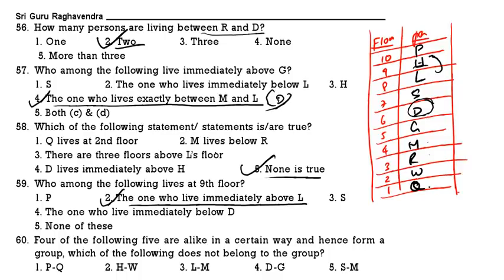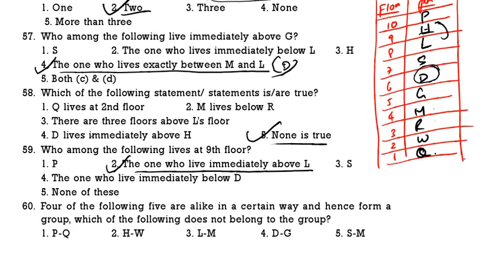Now see the next one. 4 of the following 5 are alike in a certain way and hence form a group. Which is the one that does not belong to the group? See here, PQ, the arrangement, here P, here Q. HW, here H, here W. LM, so L and it should be R, not M. So what is the odd one out? LM. It should be LR actually.